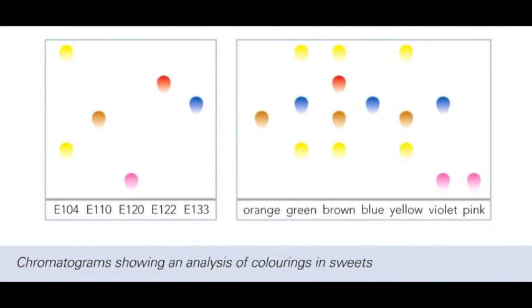Chromatography can also be used to analyse paints and dyes. This helps museum staff to mix exact copies of old-fashioned paints, to restore old paintings, or to identify forgeries. In this diagram, the chromatogram on the left shows some common colouring agents found in sweets. The chromatogram on the right shows the results for some sweets.